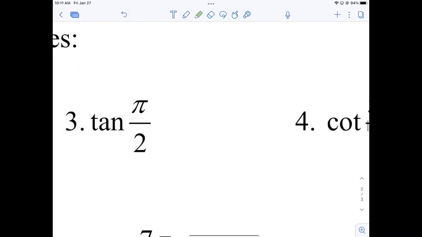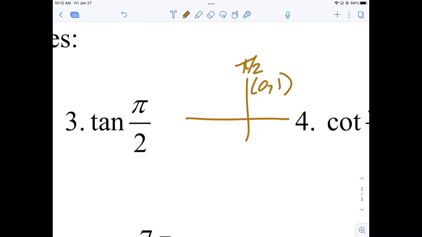All right, pi halves, that's a quadrantal angle. You have to recognize those, right? Pi halves is up here. The ordered pair is 0, 1. Tangent's y over x. What's 1 divided by 0? It's DNE. It does not exist. The graph has a vertical asymptote there. It's negative infinity on the right side and positive infinity on the left side. It doesn't exist. We'll look at that graph later on.